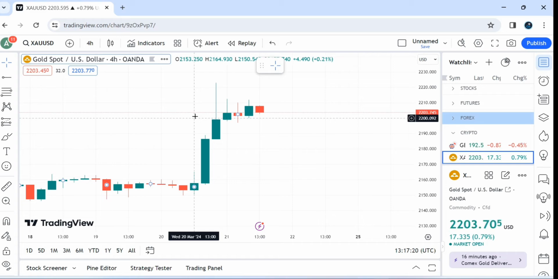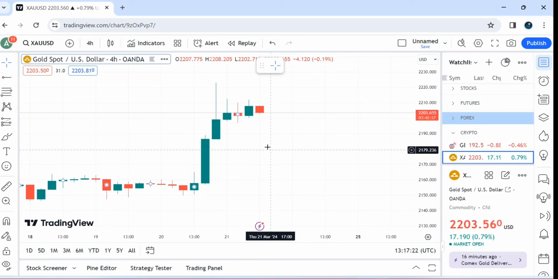Now how do you mark out this key point? That is the big question. Logically, you need to check those candles whose wicks are yet to be retraced.